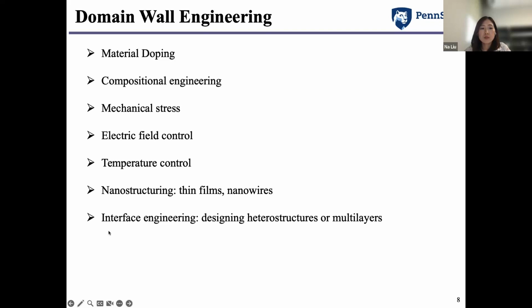The last but not least is interface engineering. By designing a heterogeneous structure in the ferroelectric or making a multilayer ferroelectric material, the domain wall motion can also be controlled in order to modify the functionality of the ferroelectric materials.